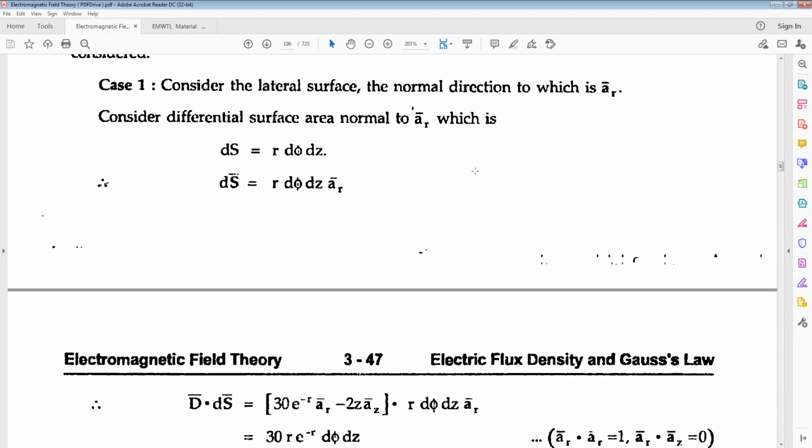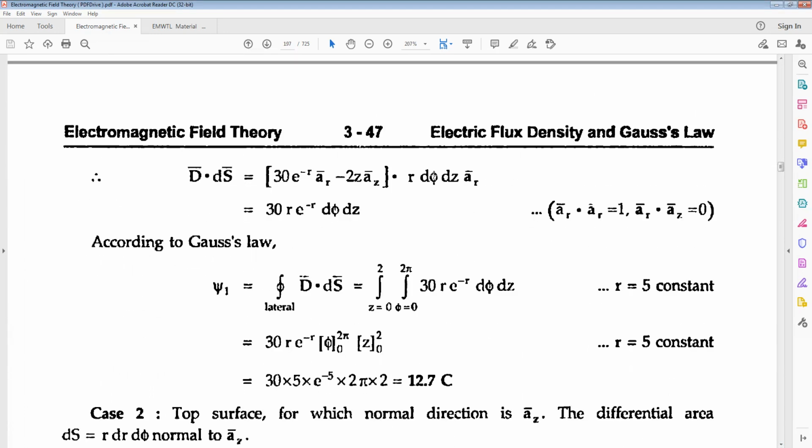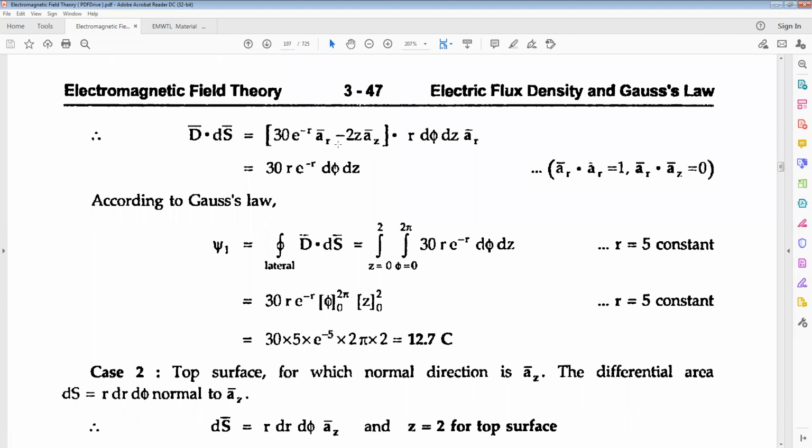Already we used one example there, but here they are asking what is the charge. D bar dot dS bar: aZ dot aR is 0, and aR dot aR is equal to 1. So 30 r e power minus r dphi dz. By Gauss law, psi 1 is the lateral side. If I am now finding the charge enclosed, Q and the flux are both the same here. In Gauss law, z is given 0 to 2 meters, and phi is equal to 0 to 2 pi. The psi 1 is equal to 12.7.